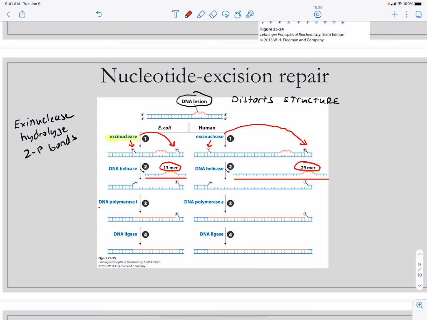After you have excision, you then get your filling in. In the case of our prokaryotes, polymerase 1 will fill that in. And in the case of eukaryotes, this is going to be epsilon. We'll fill that in. And then you get your nick, and you have a nick over here. And then you have your DNA ligase that will finish the job for both of them.